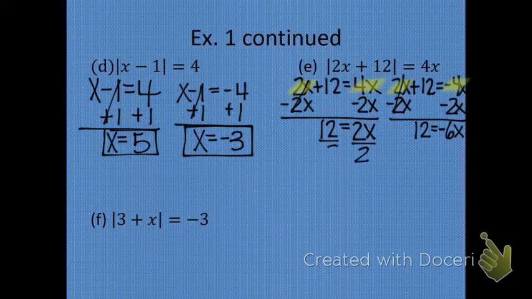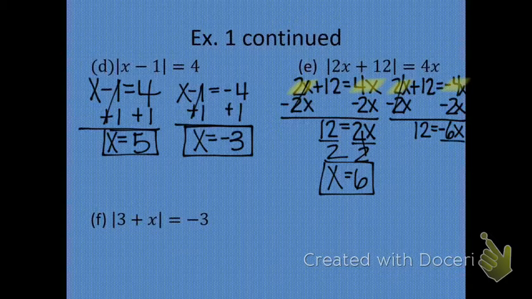Good. So to solve the first equation, how do we finish it? Divide both sides by 2. So x equals 6. And in the second equation, how do we finish? Divide both sides by negative 6. So x equals negative 2. Good. All right, let's plug those answers in.